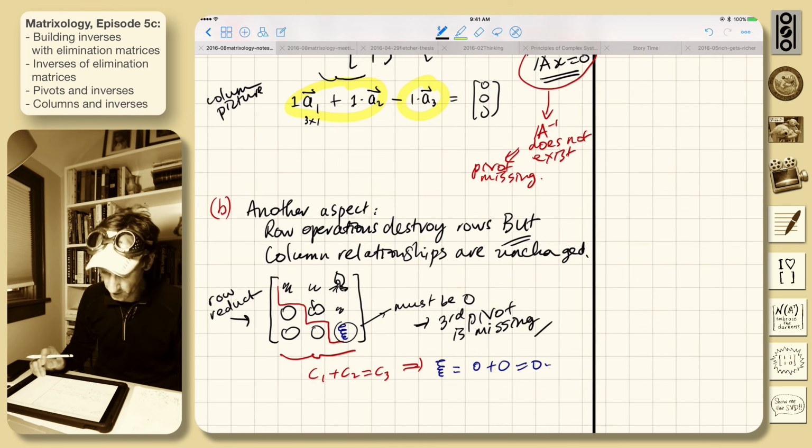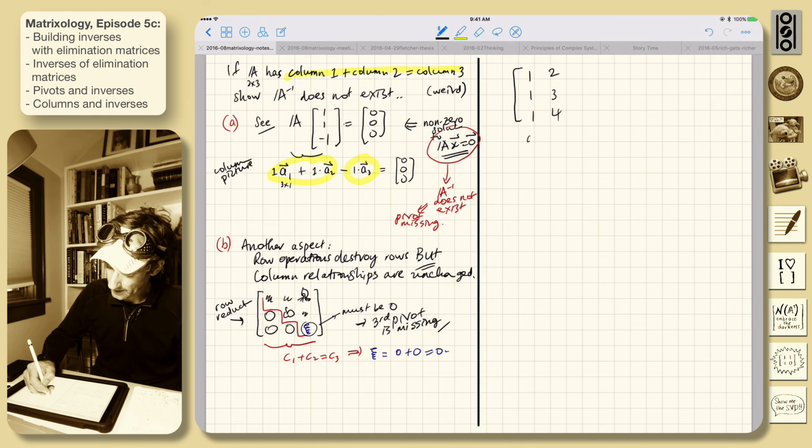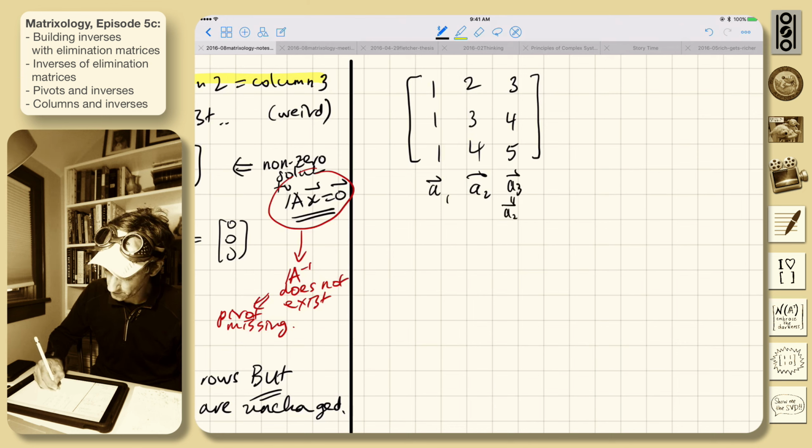Pretty interesting, right? So you could try this if you want. 1, 1, 1, and then let's make a 2, 3, 4. So this is A1 and A2, and we want the situation where they add up to give you the third, A3. In this case, this is A1 plus A2.